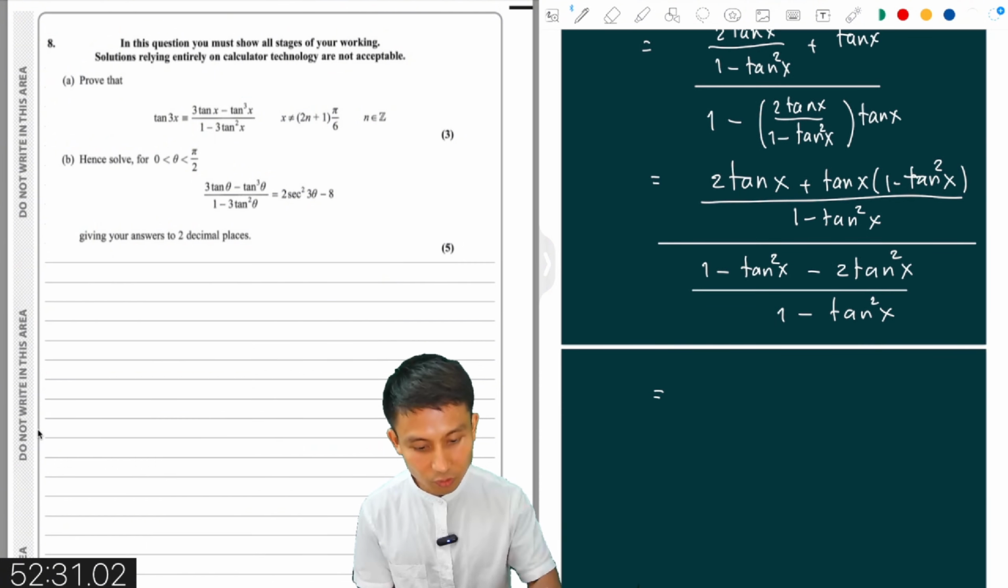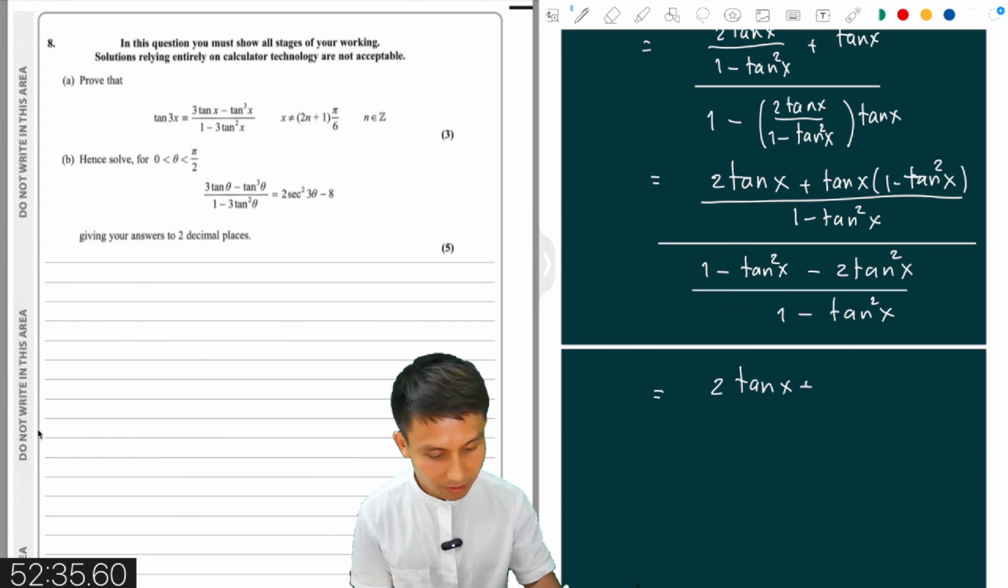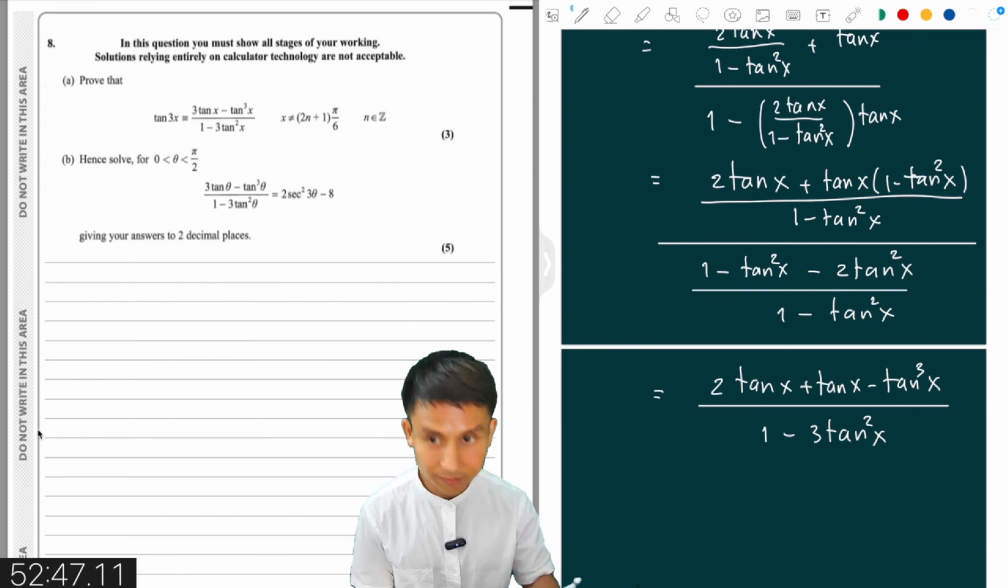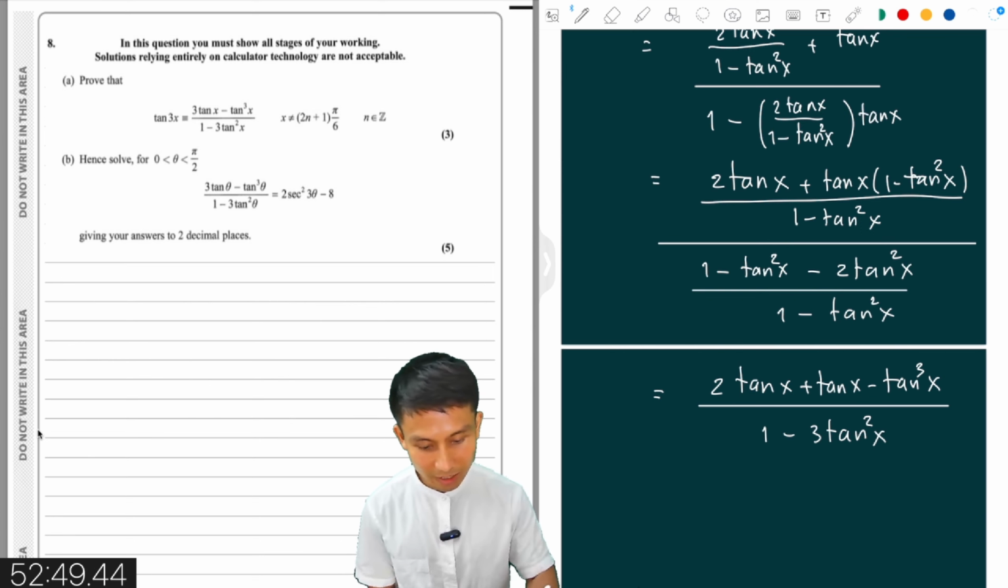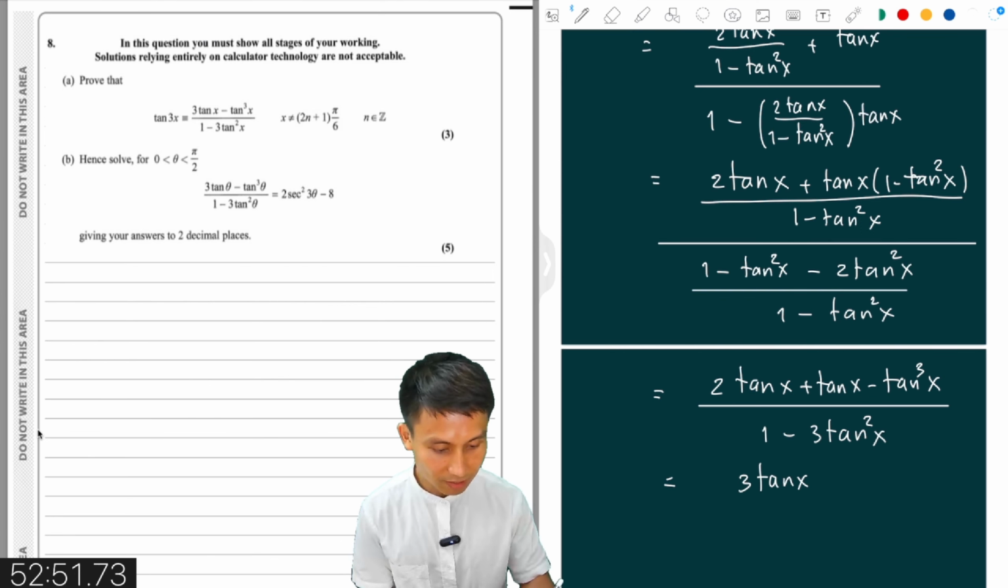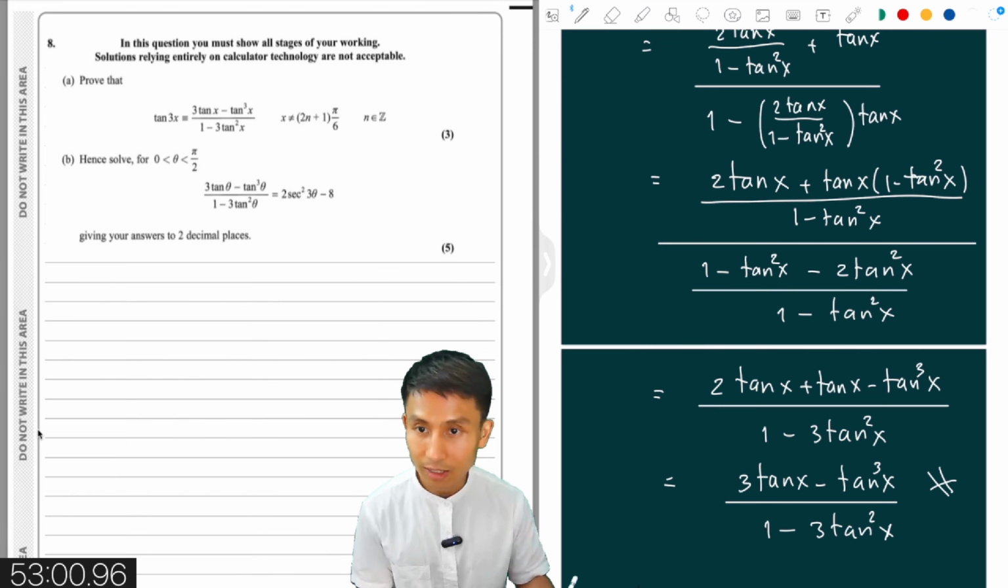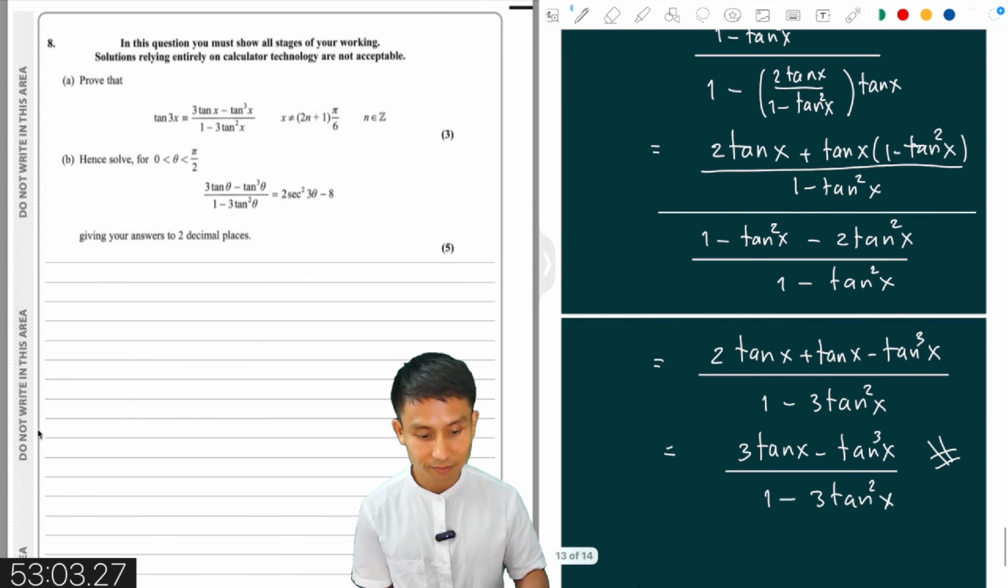So the two denominators cancel, and then I simplify the top part, right? Just slowly here. Expanding everything, and the bottom part will be 1 minus 3 tan squared x. Okay, I think I got everything. So that's 3 tan x minus tan cubed x divided by 1 minus 3 tan squared x as required, right? Yeah.